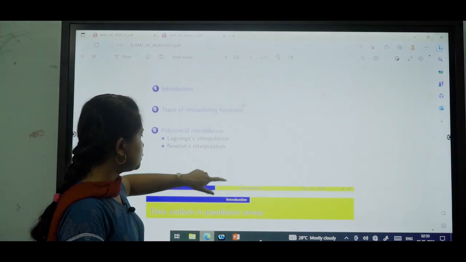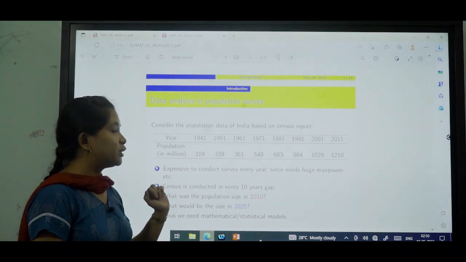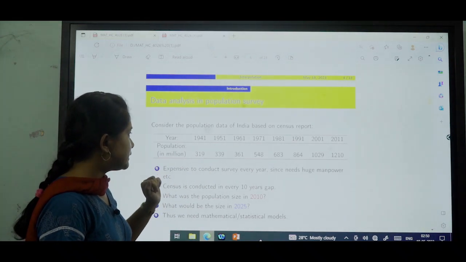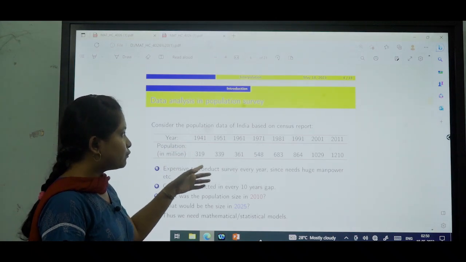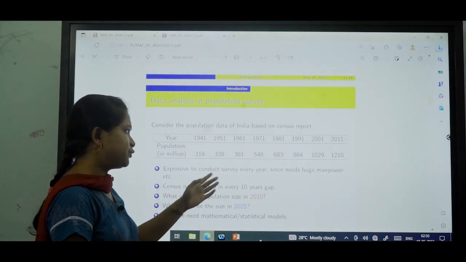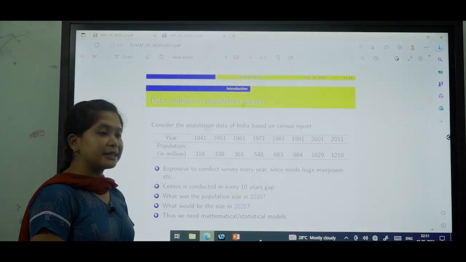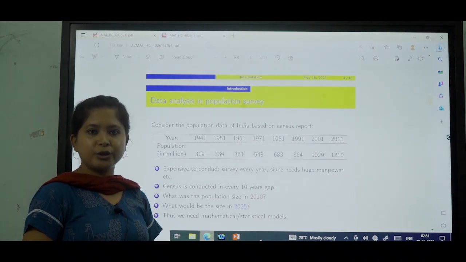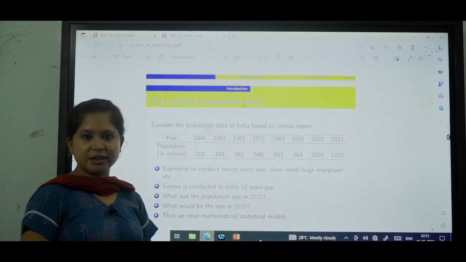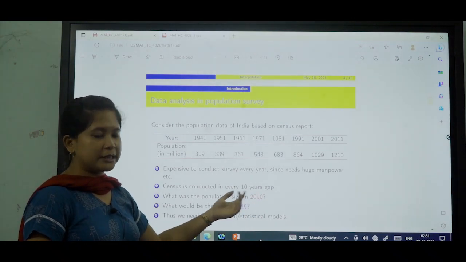So, before going to what is interpolation, let's have a look at this population survey. Here you can see a population survey had been done from 1941 to 2011. As you can see from the PDF, the population survey is conducted at a 10 year gap. Obviously we all know it's quite expensive to conduct every year, so it's conducted at an interval like 10 years gap, 12 years gap.